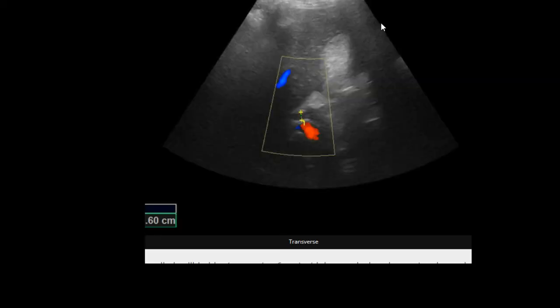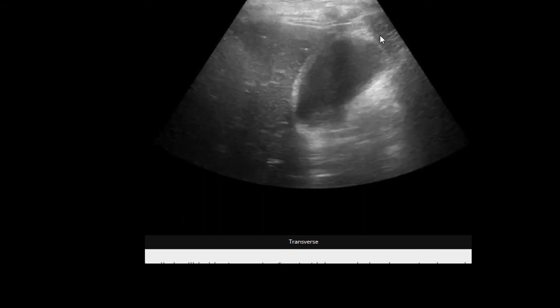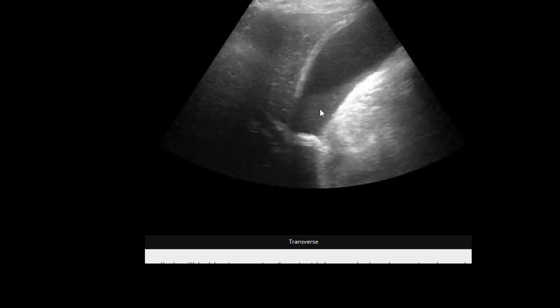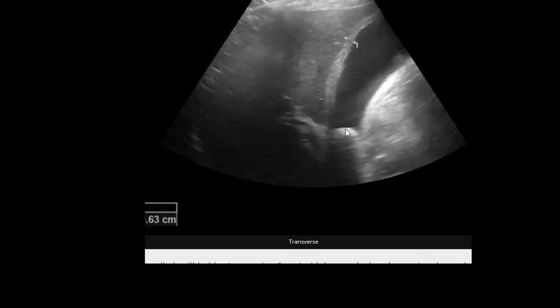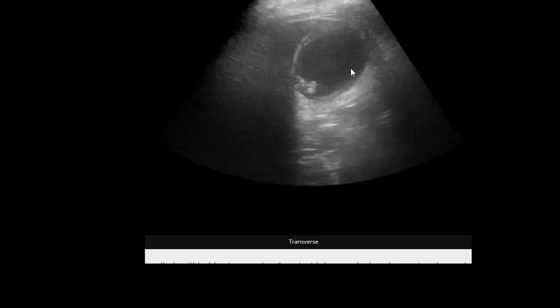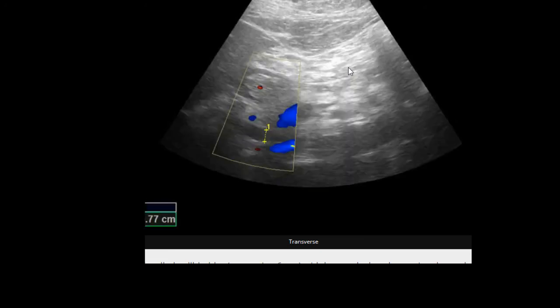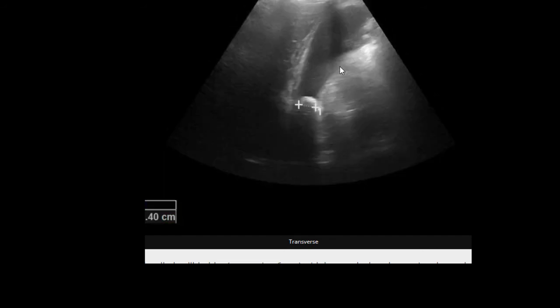We'll look at one more example of acute calculus cholecystitis. And here we have some biliary sludge and a stone within the neck of the gallbladder. Thickened gallbladder wall, 6 millimeters, and this patient also had a positive sonographic Murphy sign. So this is another case of acute calculus cholecystitis.